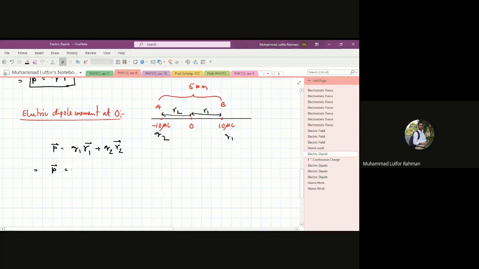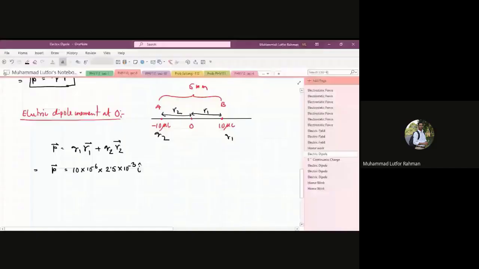So Q1 is plus 10 microcoulomb, 10 into 10 to the minus 6 into R1. So R1 would be the distance from center to that one. Since the distance between A and B is 5 millimeter, then from center O to point B would be 2.5 millimeter, right? 2.5 into 10 to the minus 3. From millimeter, I convert to meter. Into that direction, I hat, heading towards that direction.